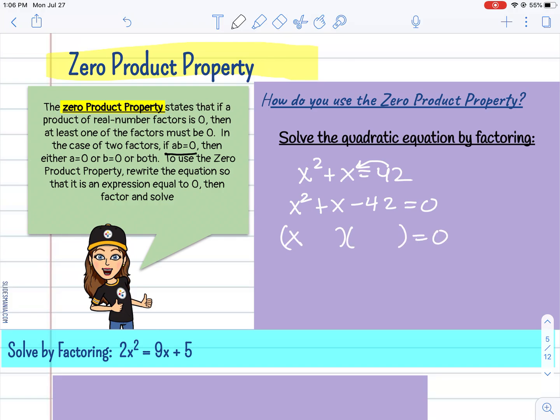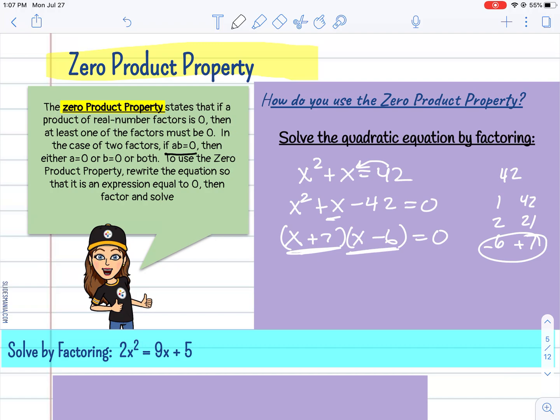And again, like we've done in the past, what makes x squared? That's going to have to be x and x. Then you have to think about 42. You've got 1 and 42, you've got 2 and 21, I don't know, we've got 6 and 7. You've got lots of options there. I'm noticing that 6 and 7, though, would give me a 1 in the middle. So if I did positive 7 and negative 6, that would work.